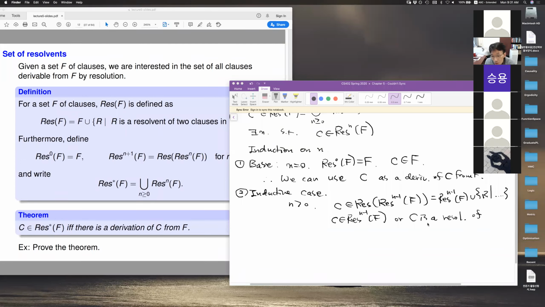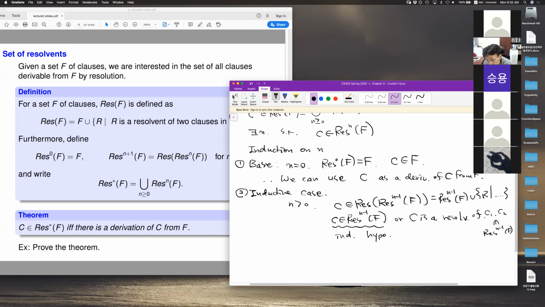Okay. So there are two cases: either C is a resolution from the n-1 step, or C is a resolvent of some C1 and C2 that are coming from Res n-1 over F. In the first case, we can use the induction hypothesis and say there is a derivation in the resolution proof system from F to the conclusion C, because we have n-1.